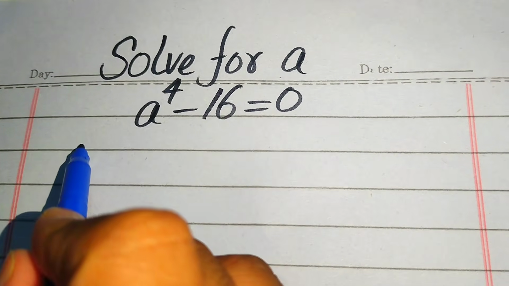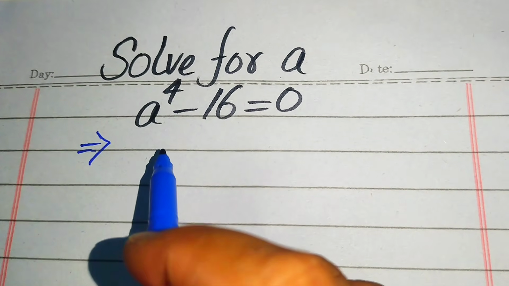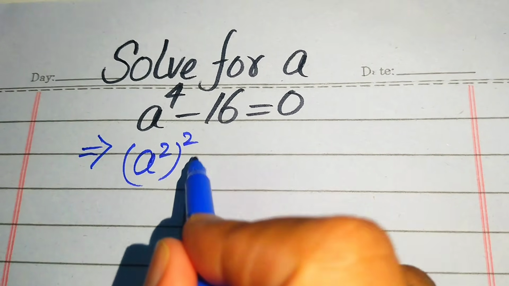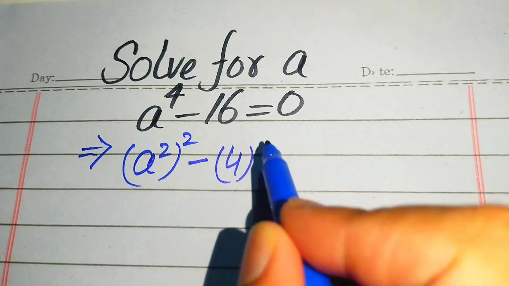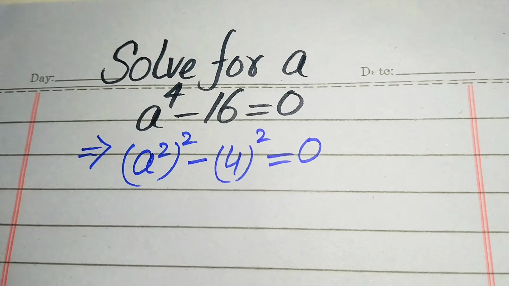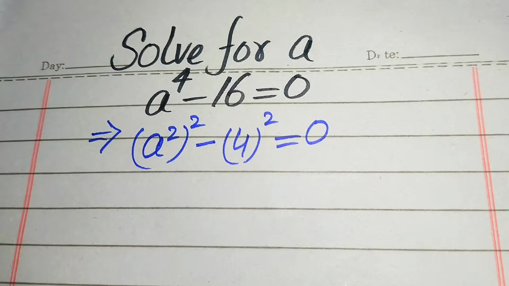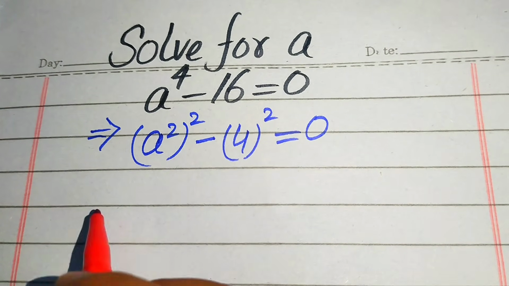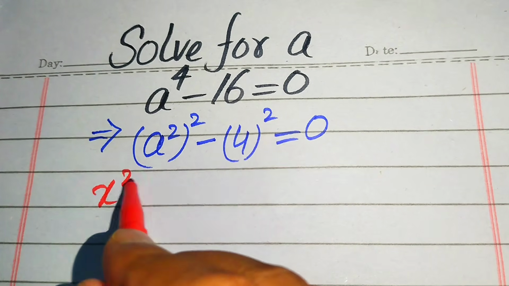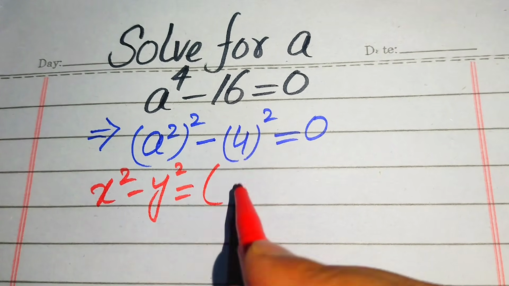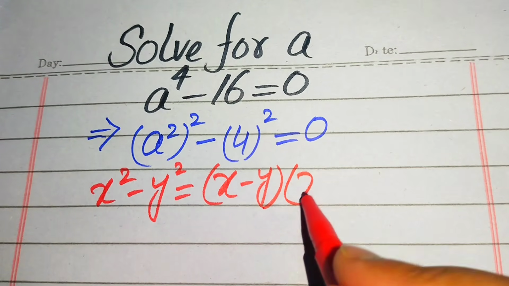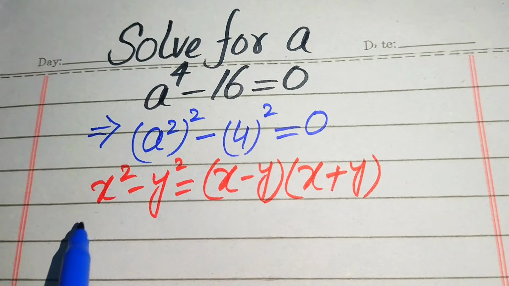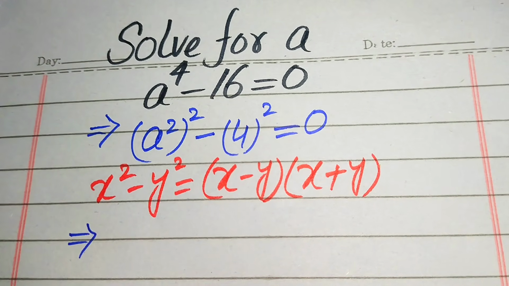So here, first we rewrite this equation. This is a to the power of 4, and we write it as a square and its whole square, minus 16, which we write as 4 square, and this whole equation is equal to 0. In the next step we need to simplify the terms, and here we use a nice algebraic formula. You know that x square minus y square is equal to x minus y times x plus y. So according to this rule, we apply this formula to the above equation.